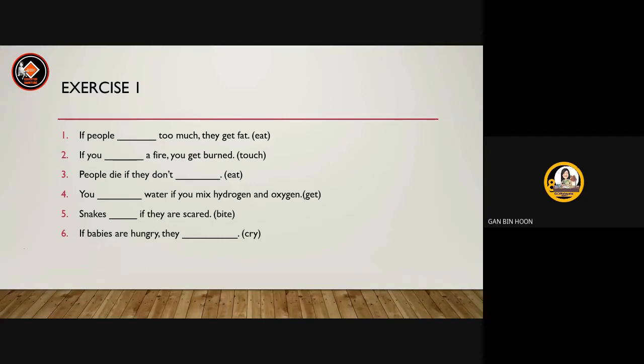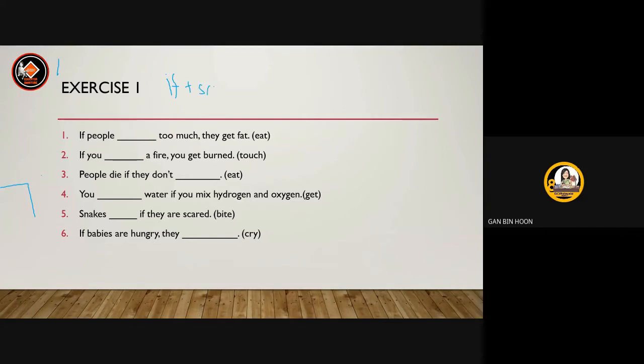So if people eat too much, they get. So remember that the formula is if. Remember the formula? What's the formula? Okay, so the formula is if plus simple present tense or present simple.